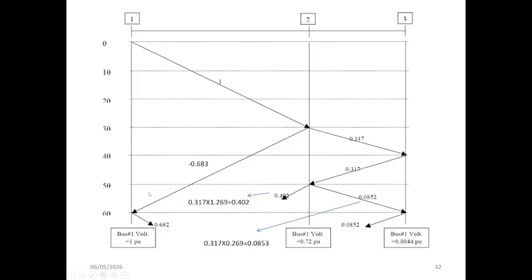So you can see a part of the wave will be reflected to bus 1, and the rest of the wave will be forwarded to bus 3.